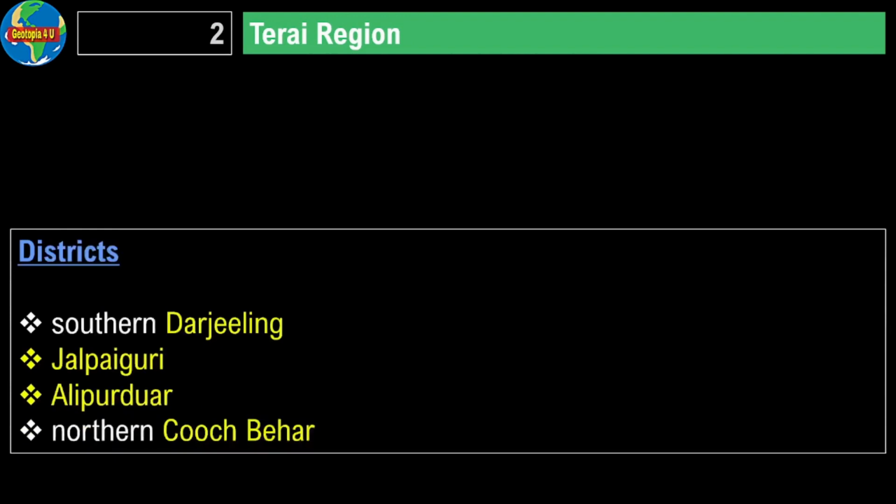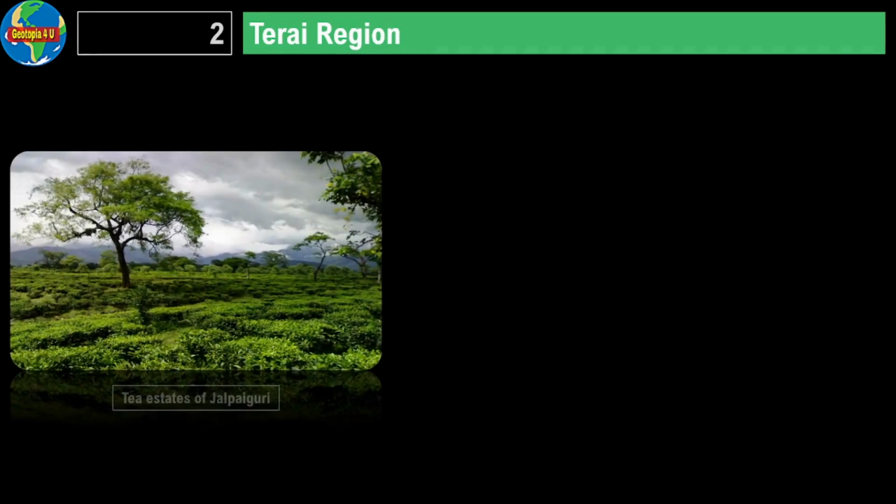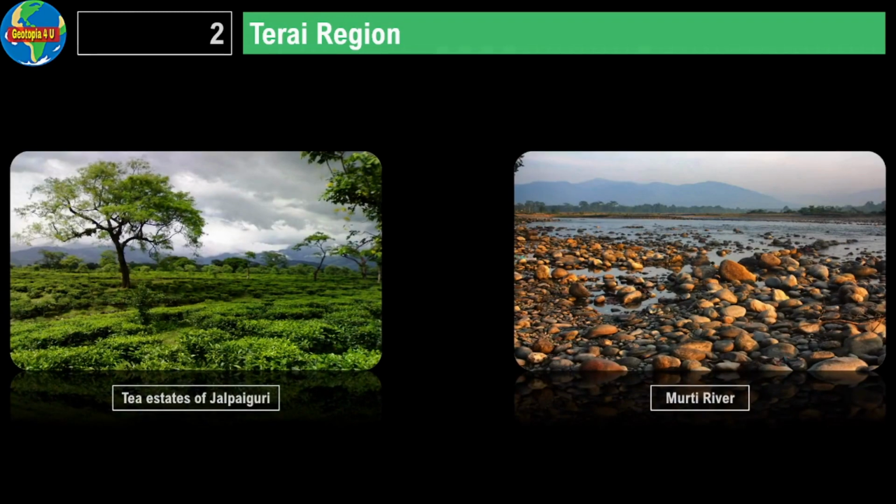Number 2. The Tarai region. It includes the districts of southern Darjeeling, Jalpaiguri, Alipurduar and northern Kuch Bihar. In the picture to the left, you will notice the tea estates of Jalpaiguri, and in the picture to the right, you will notice the famous Murti river which drains through the entire Tarai region.